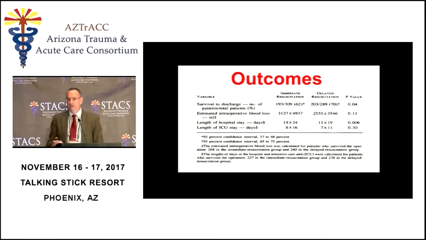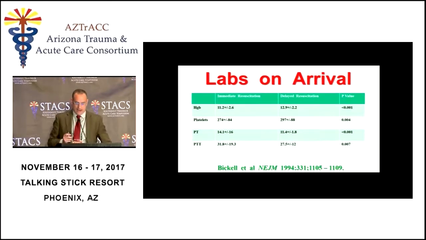Bottom line, if you were in the delayed resuscitation group, you had a 70% survival. If you were in the immediate resuscitation group, you had a 62% survival. That was significantly different. So simply not giving the fluid resulted in a higher survival. The patients also spent less time in the hospital and had fewer complications, simply by not giving them fluids.